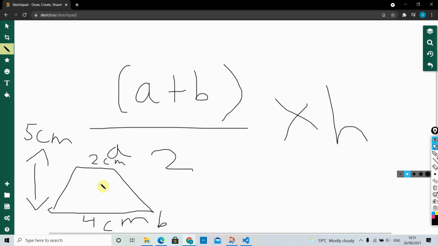So 4 plus 2, that's 6. And we all know that 6 divided by 2, that's just 3. And then 3 times 5, well, that's 15 centimeters squared.